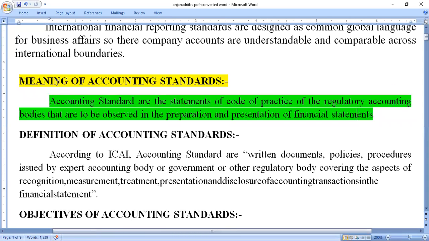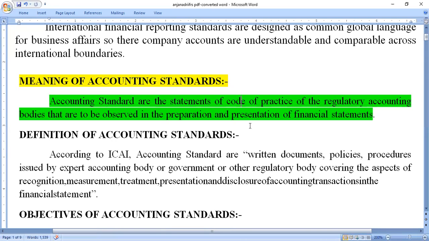See, they have given us accounting standards. What is meant by accounting standards is nothing but that the accounting standards are statements, in the format of a statement of a code of practice. Code is nothing but a set or group of rules and regulations. It is a group of practices of regulatory accounting bodies. In India, the regulatory accounting body is ICAI, the Institute of Chartered Accountants of India.